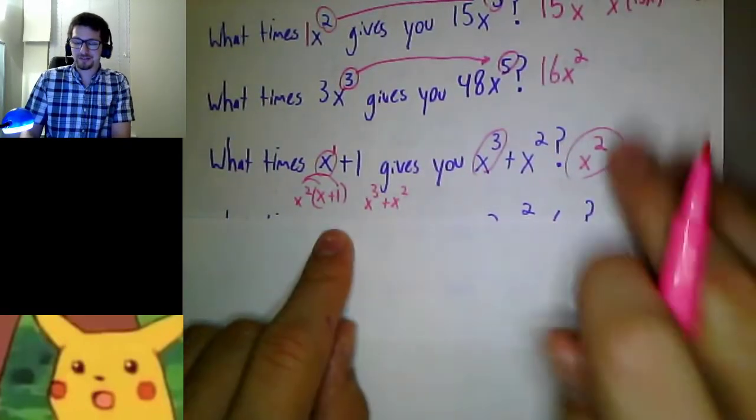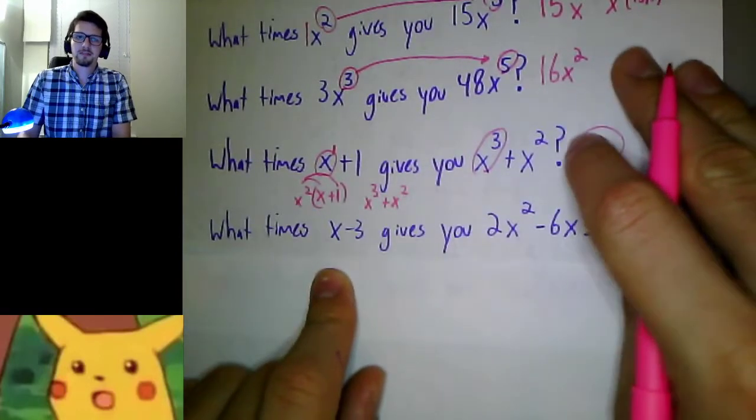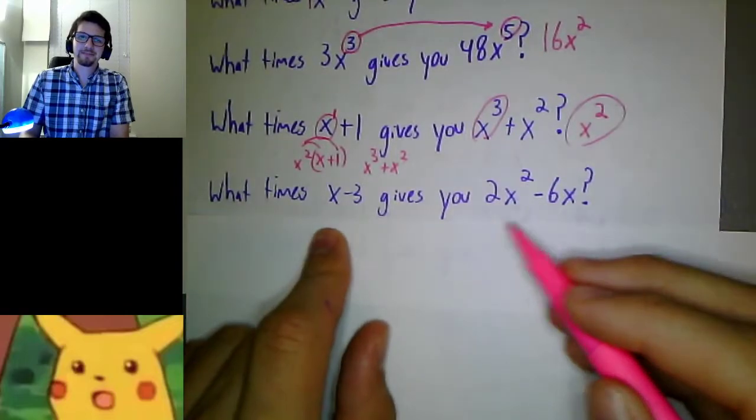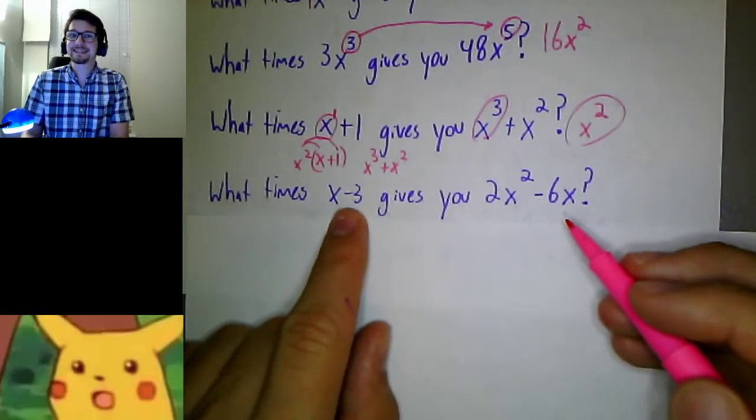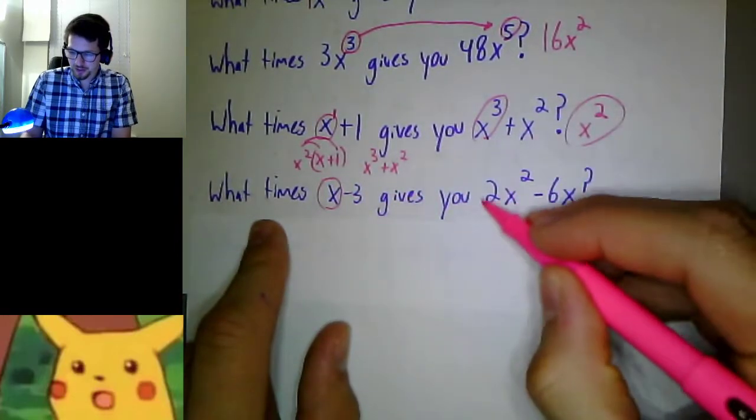Bear with me. If your brain just started short-circuiting, it's all good. What times x minus 3 gives you 2x squared minus 6x? Oh, Lord. Okay. First term. Don't get overwhelmed. First term.